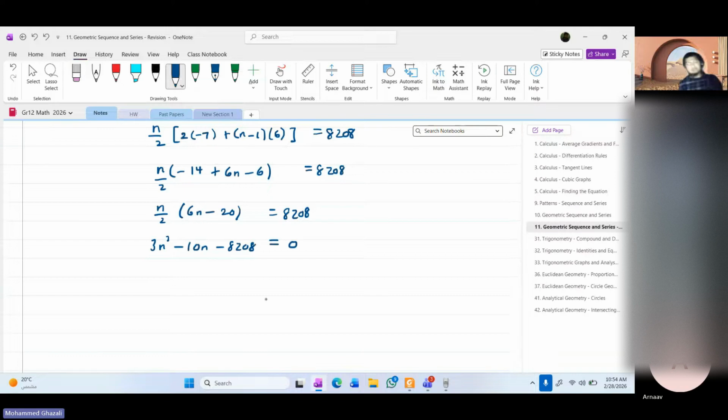Just 1 second, guys. You can try putting this onto the calculator and see what you get. 1 second. Where are you going now?